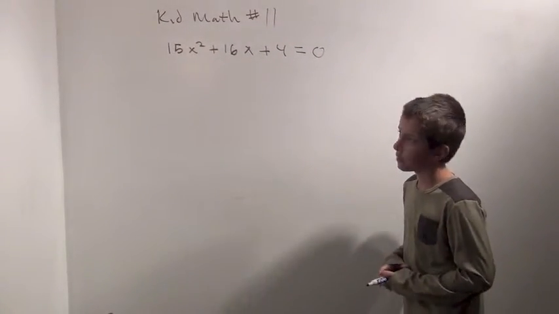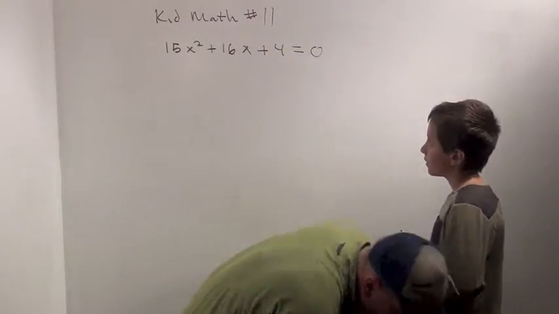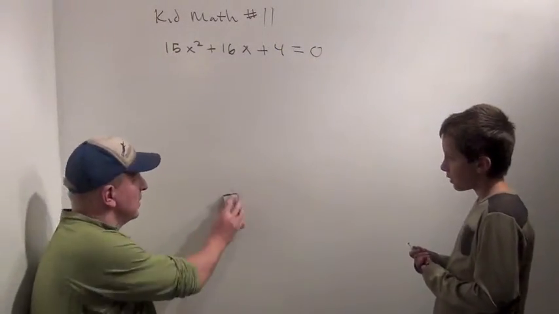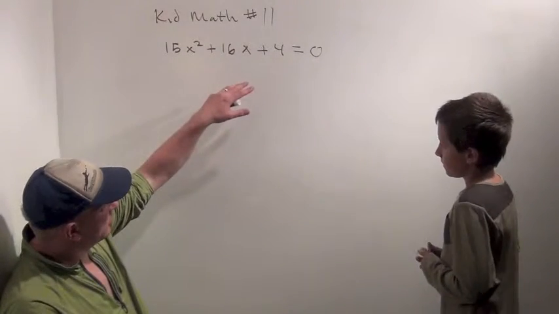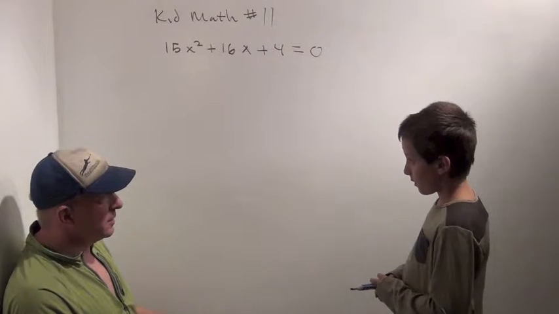KidMath number 11. So this is a problem from Art of Problem Solving's Algebra book, section 10.3. So we're working on factoring, and we're factoring more difficult expressions here. And we're seeing why factoring is such a hard problem, right?